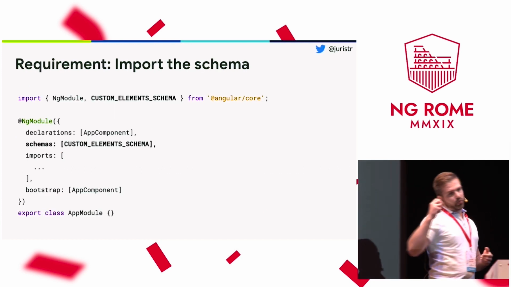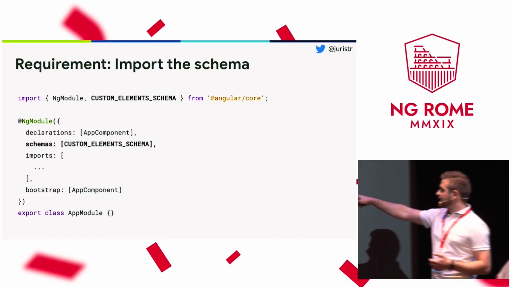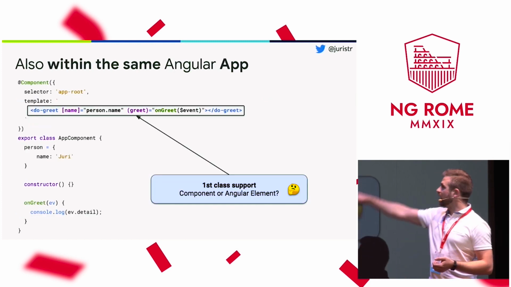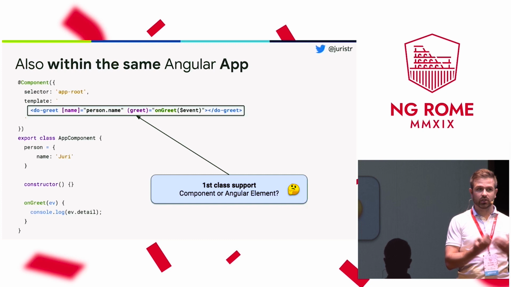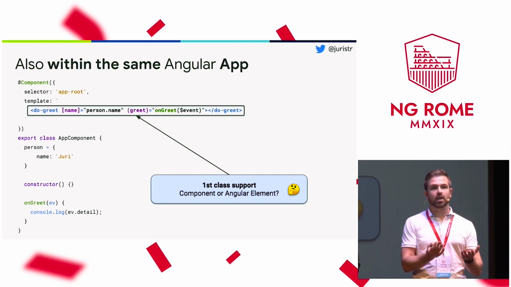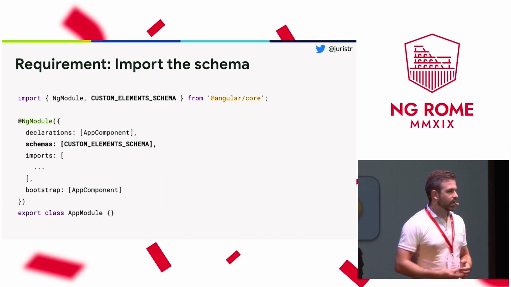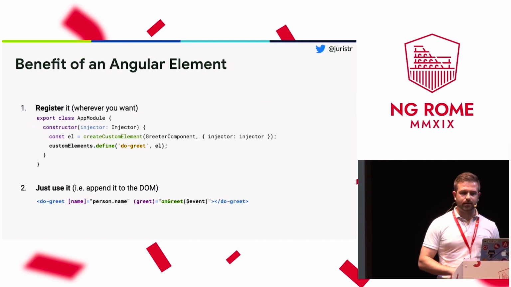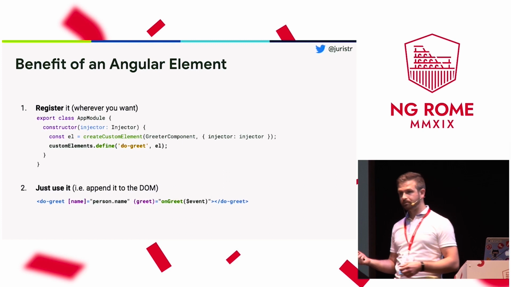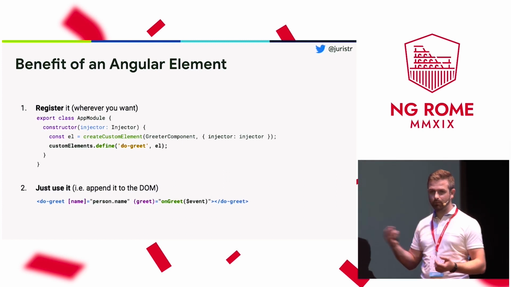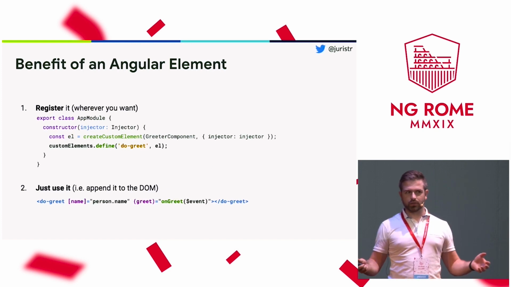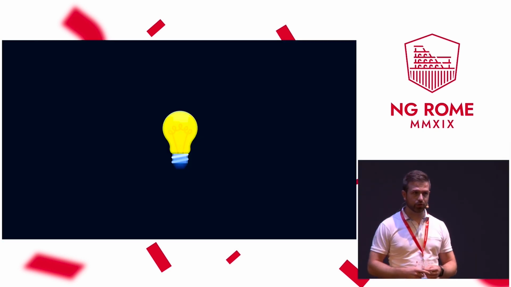And so the only thing which you have to do is to add that custom element schema, because what happens otherwise is Angular will complain when it sees that tag because it has not the corresponding Angular component in its compiler, and so it will basically give you an error. And so with that, Angular would recognize that custom element. So basically, we have to register it wherever we want. It could be an app module, wherever you like. And once it is registered with the browser, we can just use it. So we can just append it into the DOM.